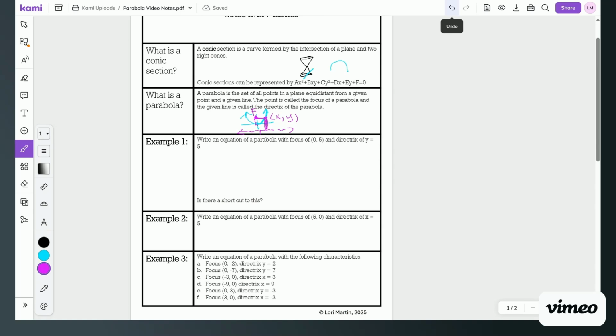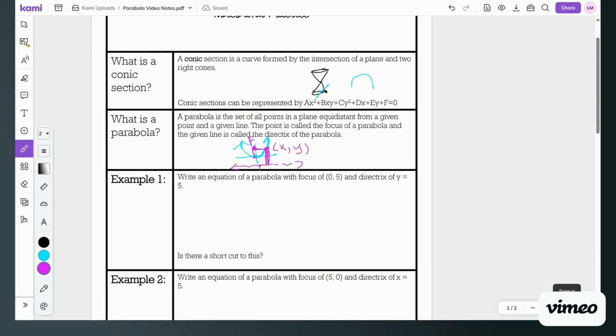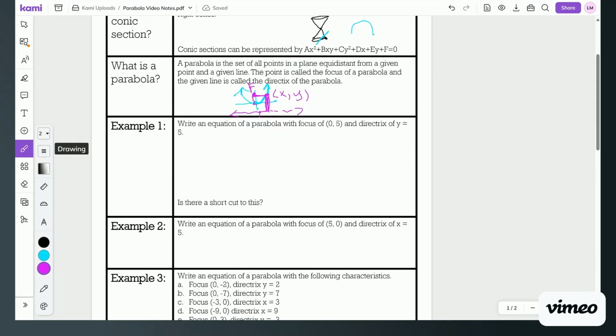All right, so knowing that, let's see if we can write the equation of our parabola whose focus is at 0, 5, and the directrix is at y equals -5. All right, so I'm going to draw a picture of this, and then we'll go from there. All right, so my vertex is at 0, 0.